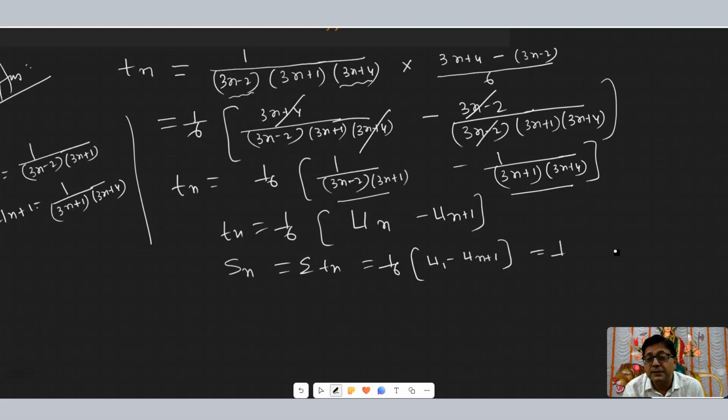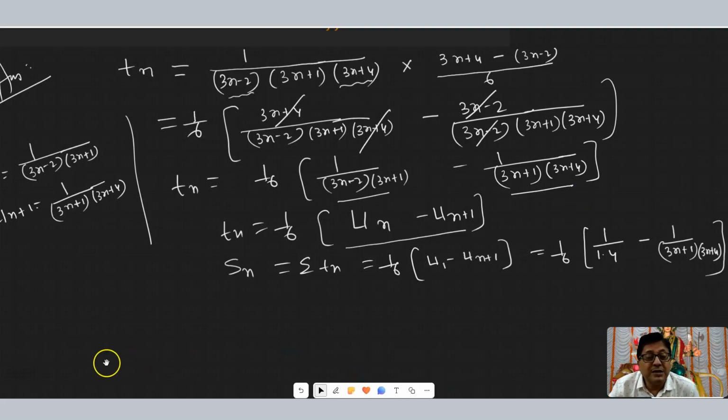Now we will replace u1. u1 is what? Just put n equal to 1 over there. 1 by 1 into 4 minus 1 by 3n plus 1. I hope all of you have understood. This is a huge problem. We get it by using this simple technique, by expressing this one as sum or difference of two terms, and then by remembering the fact that if it is un minus un plus 1, then sum is u1 minus un plus 1. Okay? So let us see the next problem.